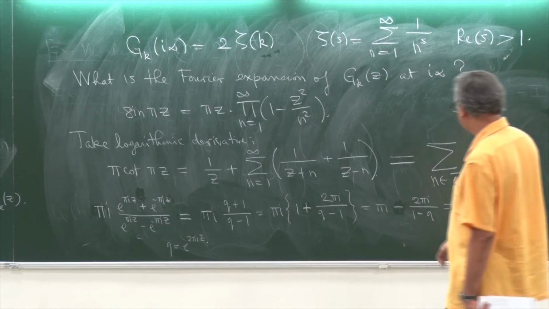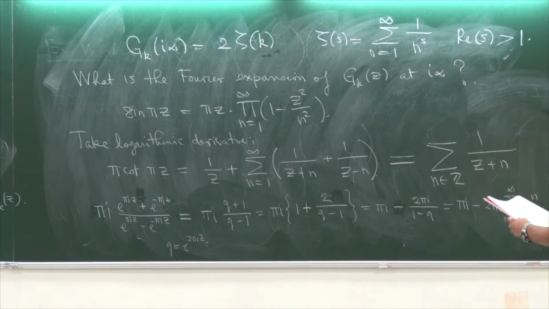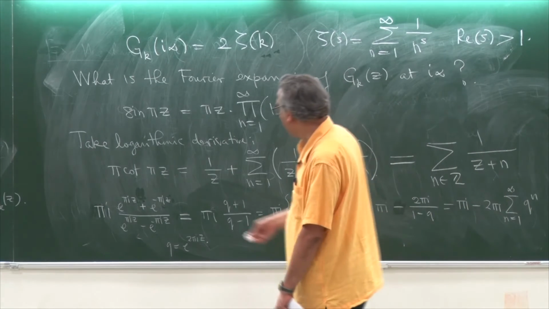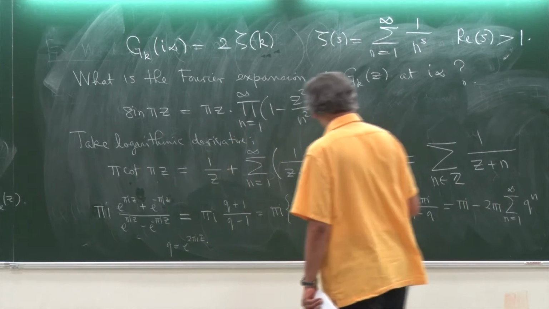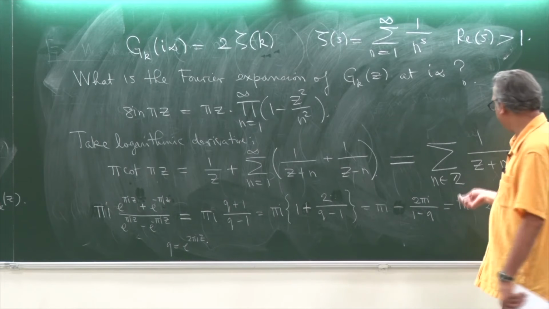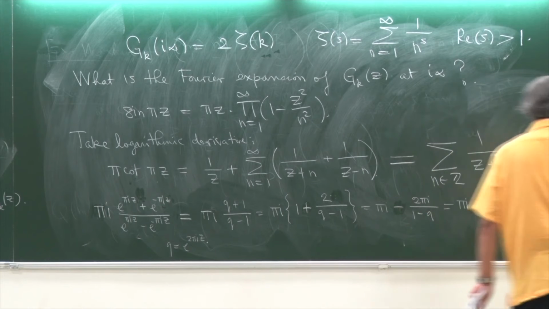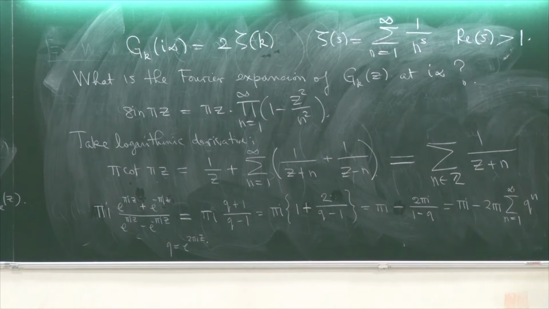Oh, there's no 2 pi. Yeah, thank you. All right, so we have that. And now we have that pi times cotangent pi z has this q expansion. Okay? So if I make successive differentiation of both sides, I get what's called Lipschitz's formula.